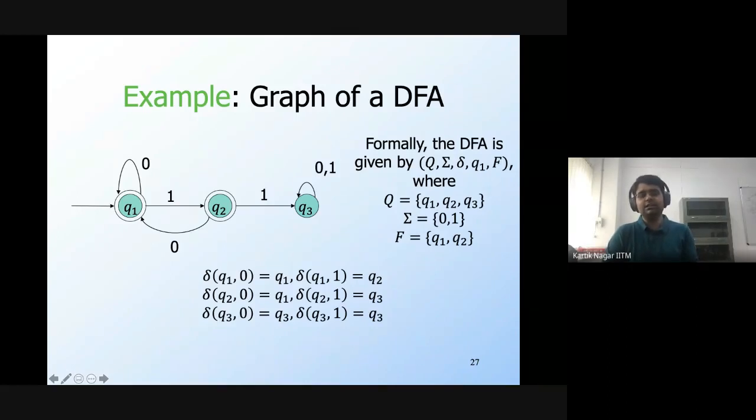So in general, in the graph representation, the states become nodes, and the start state is indicated by an incoming arrow without any source. The final states are indicated by double circles, and you add edges between two states if they're related by the transition function, and the labels of the edges are the symbols through which the transition happens.